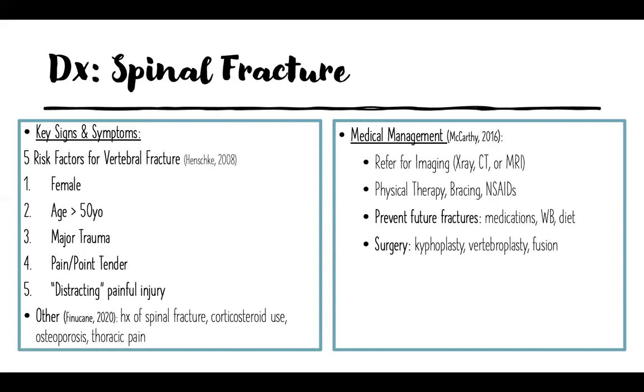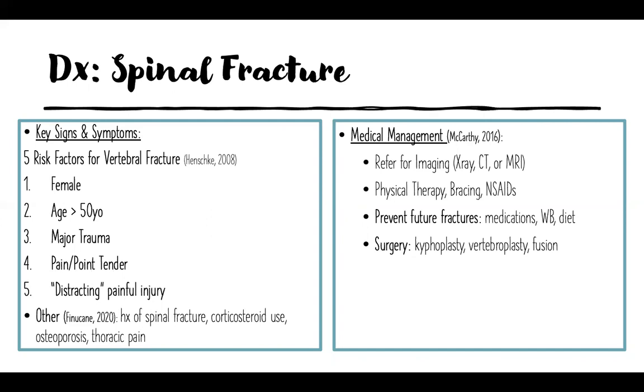Some of the other risk factors are low bone mineral density, osteopenia, osteoporosis, and a history of spinal fracture or any fracture, as they might be more prone to this. Corticosteroids, as we know, are catabolic and so tend to deteriorate tissues. Thoracic pain is also a factor, since spinal fracture is more common there than in the lumbar spine.